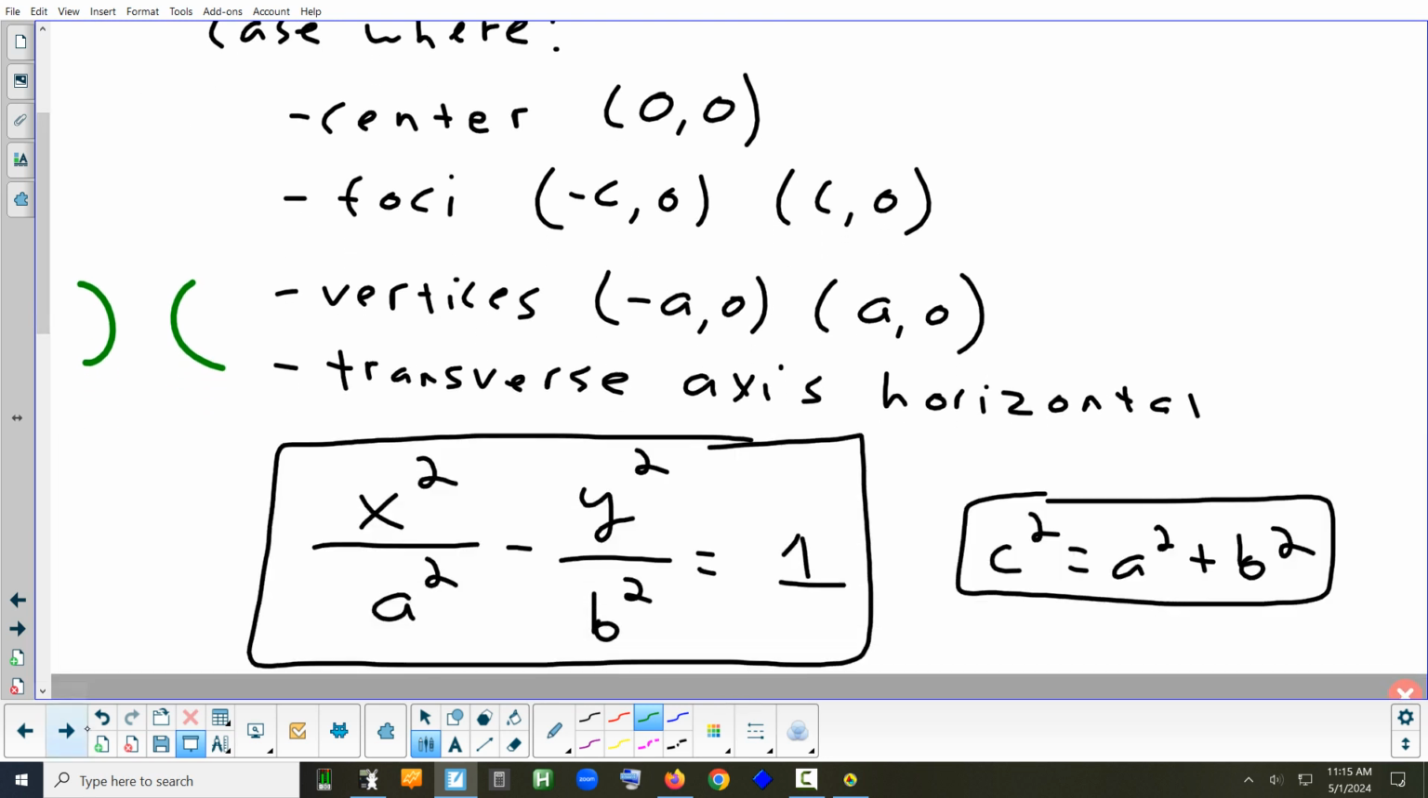So look at the equation that's in the box. The equation in the left box, not the right box. What's the difference between this equation and the equation we had yesterday? Yeah, we're subtracting now instead of adding. And if you look at the formula that connects A, B, and C, yesterday it was C squared equals A squared minus B squared. Today it's C squared equals A squared plus B squared.